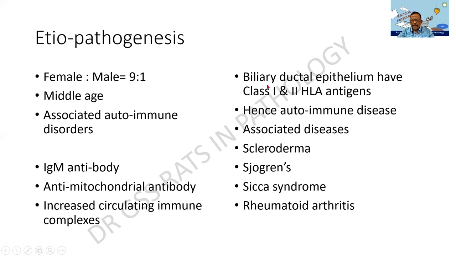Primarily, it is a disease of the bile duct epithelium. In this, I will be able to see the class 1 and the class 2 HLA antigens. Since it is a disease against self, it is an autoimmune disorder. And there are other associated diseases which can be found in the patient, such as scleroderma, Sjogren syndrome, CREST syndrome, and rheumatoid arthritis. CREST and Sjogren's are more or less an overlap. It is a drying of the secretions.